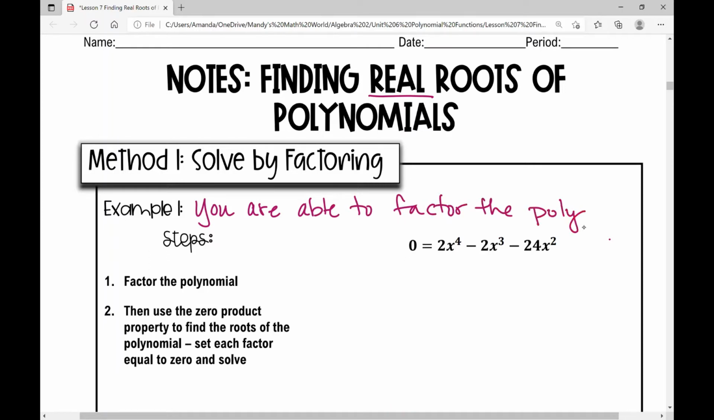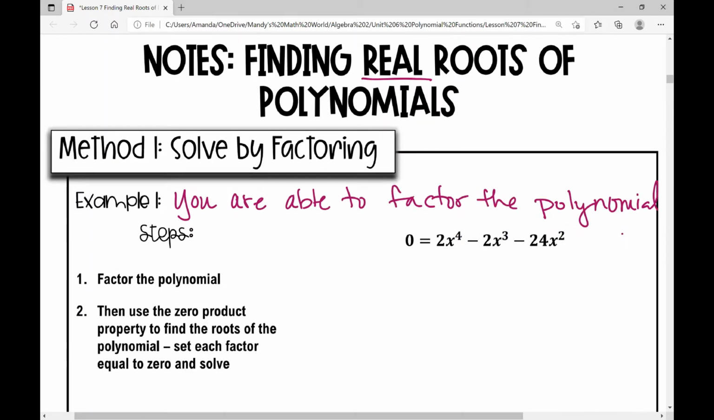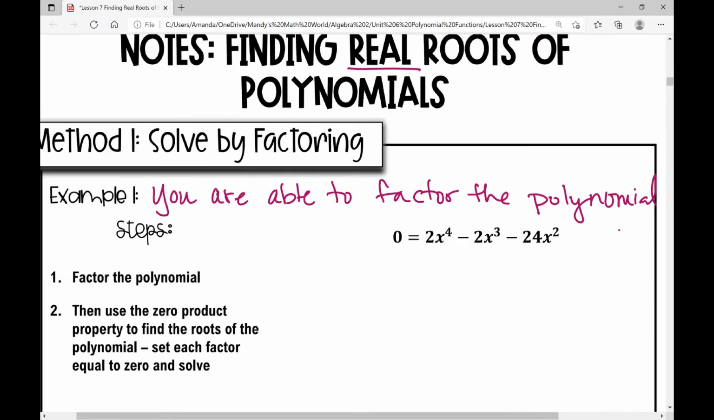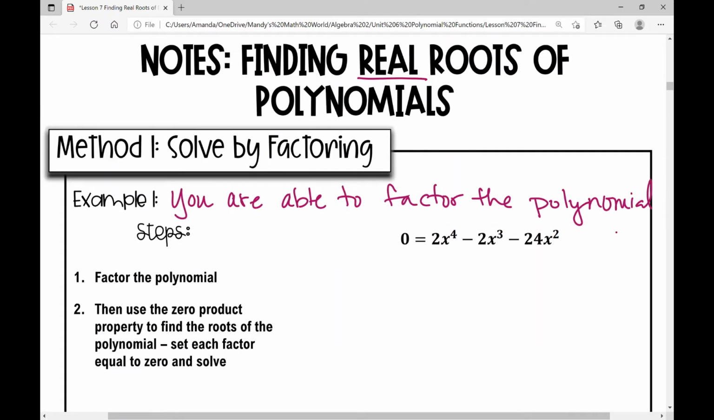In this type of example, we notice that when we have this polynomial right here, I can factor it. I can absolutely take out a GCF. And I want to do that first every single time if I can. Always take out a GCF first. So what's my GCF? Between 2x to the fourth, negative 2x cubed, and negative 24x squared, I can factor out a 2x squared.